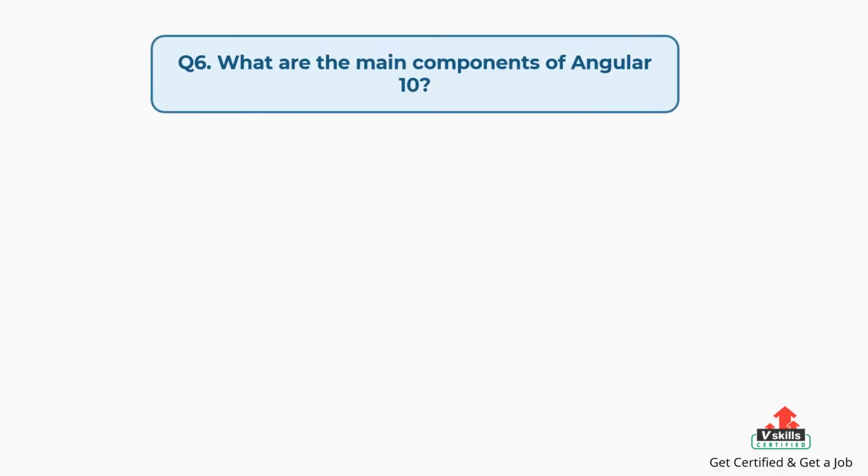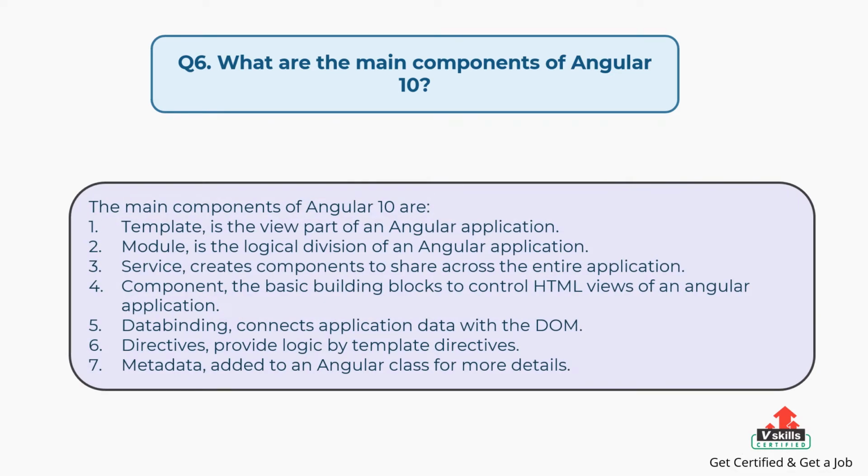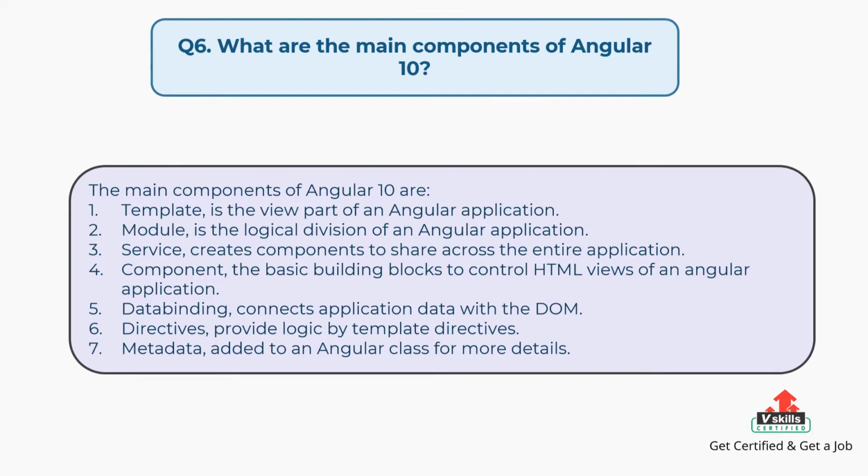Question number 6. What are the main components of Angular 10? The answer is, the main components of Angular 10 are: first, template is the view part of an Angular application. Second, module is the logical division of an Angular application. Third, service creates components to share across the entire application. Fourth, component, the basic building blocks to control HTML views of an Angular application. Fifth, data binding connects application data with the DOM. Sixth, directives provide logic by template directives. Seventh, metadata is added to an Angular class for more details.